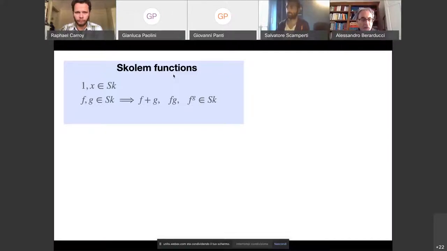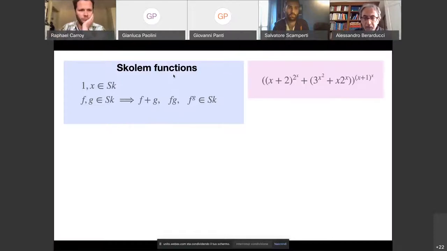Skolem considered the following set of Skolem functions. It's the smallest class of functions containing the constant function 1, the identity function x, and closed under addition, multiplication, and exponentiation. So if f and g are Skolem functions, so is f plus g, f times g, f to the g. For instance, this one is a Skolem function.